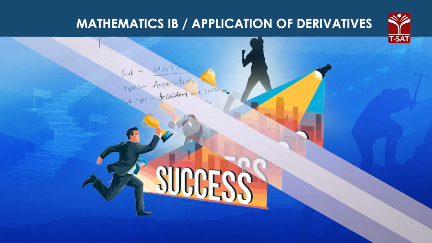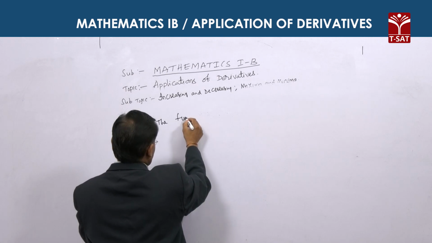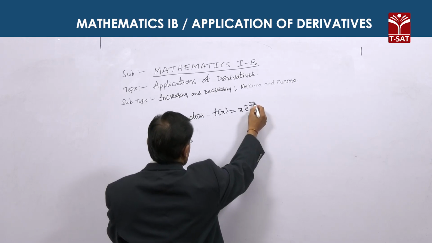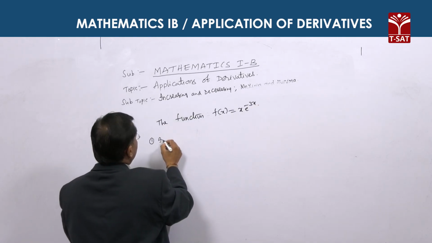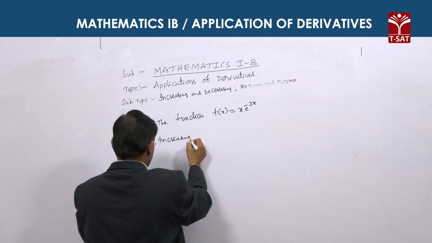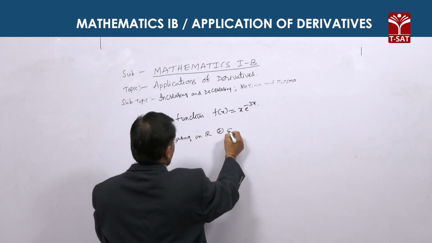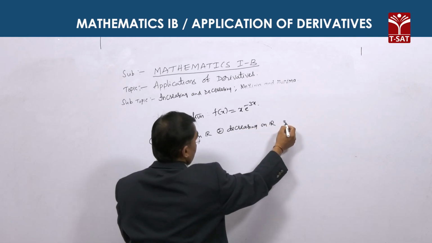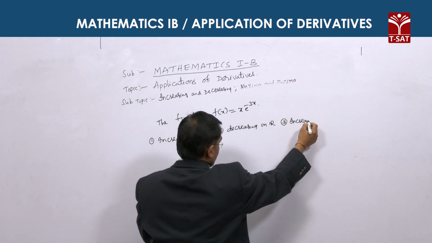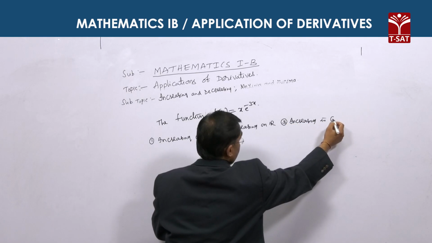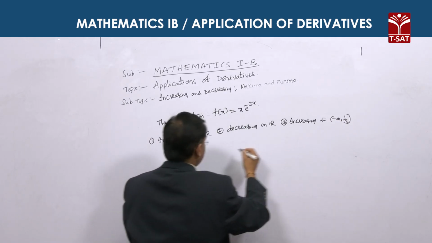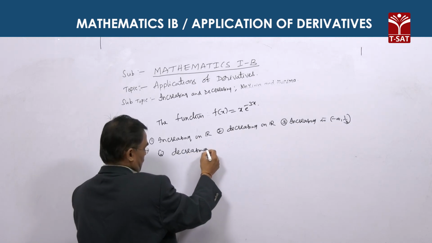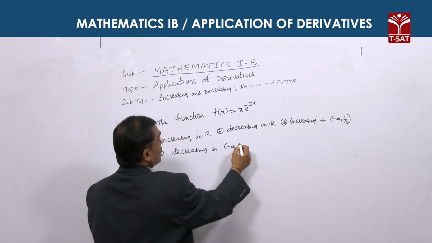Next question: the function f(x) is equal to x times e^(-3x). First answer: increasing on R. Second option: decreasing on R. Third option: increasing in minus infinity to 1/3. And the fourth answer: decreasing in minus infinity to 1/3.